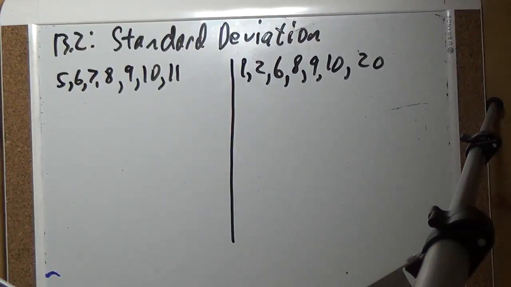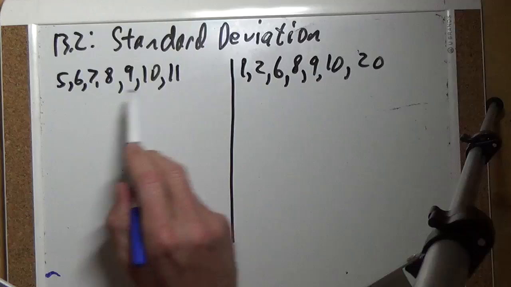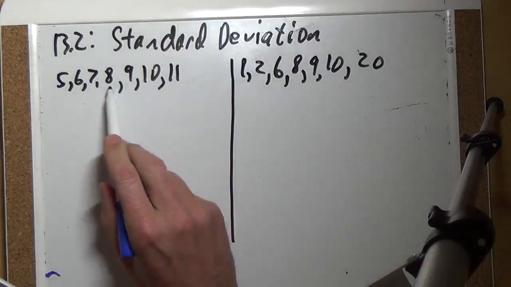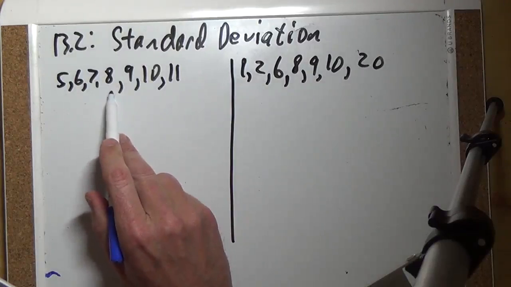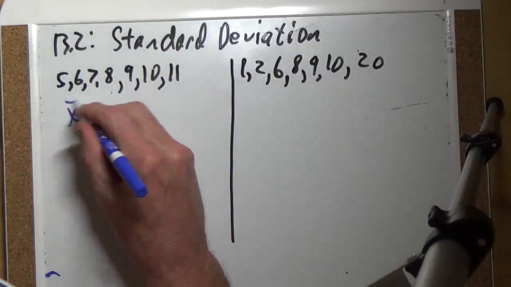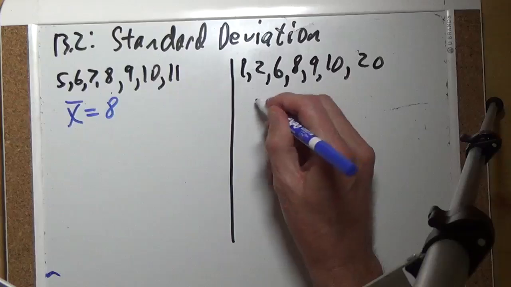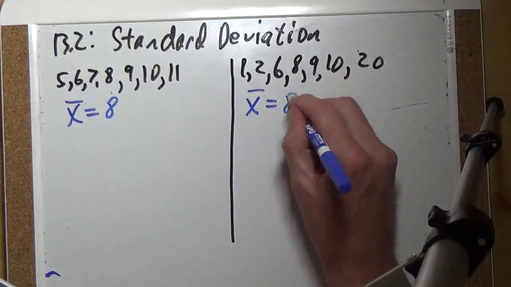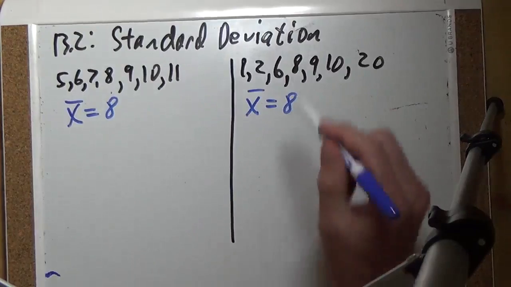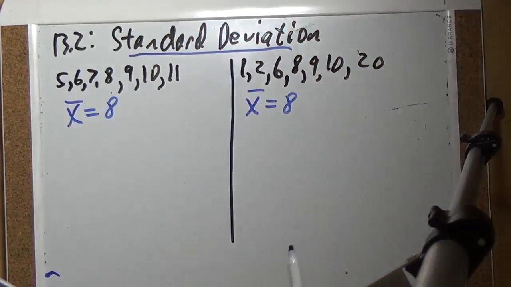Okay, this is just kind of a quick introduction to what I think is important in section 13.2. I've got two sets of data here. And if you see here, it's kind of grouped around 8. It's not too far apart because in both of these cases, my mean is 8. So I'm looking to see how spread out I am from the mean. That's what the standard deviation does.